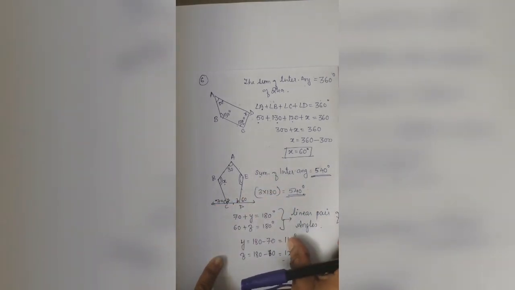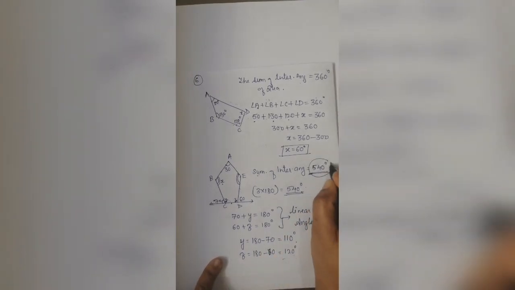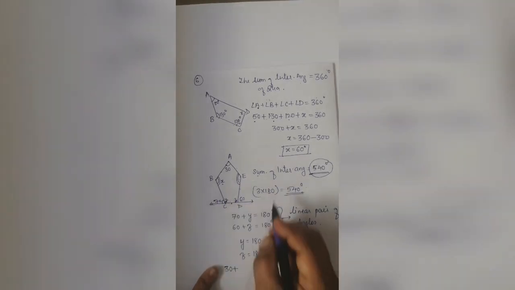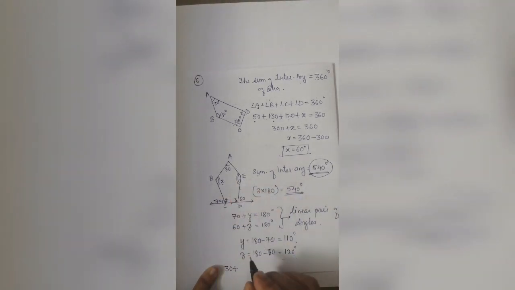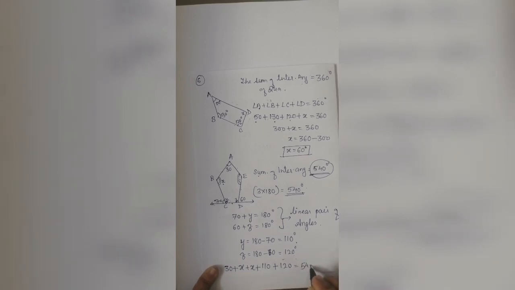Okay, now how will you find this? The sum will be 540. Here this is 30, so 30 plus this X and this X. That means these two angles are the same. So X plus X plus 30 plus this 110 plus this 120 is equal to 540. Now if you solve this equation, you will get the value of X.